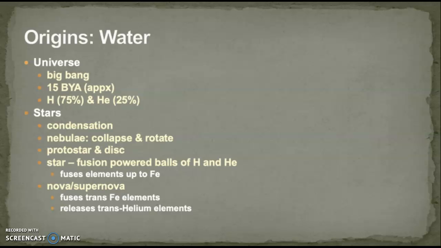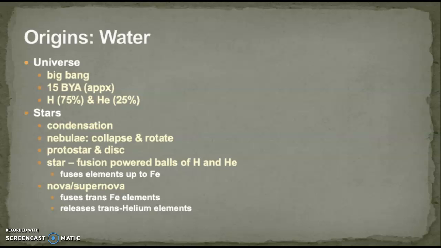Now you'll notice you can't make water with that. For water, you need oxygen. Water is H2O. So we have the hydrogen, but we need the oxygen. So where do we get the water? Well, we get the water from stars.